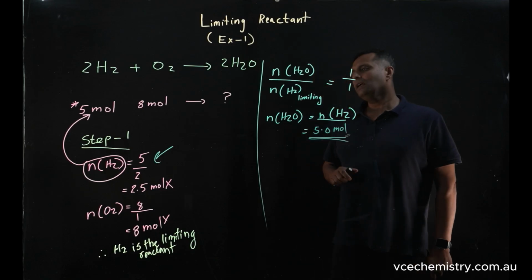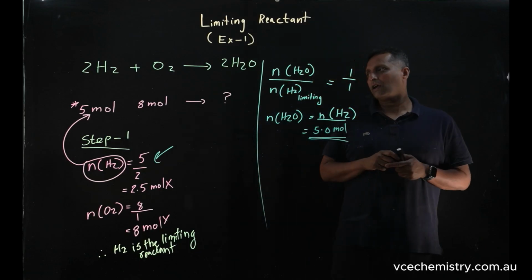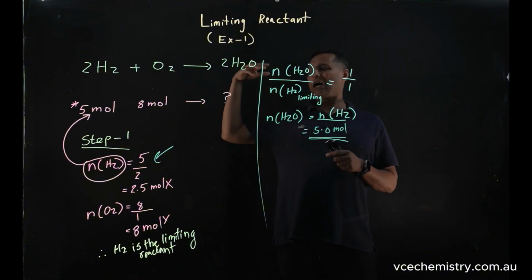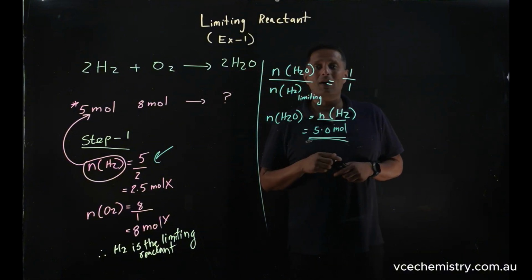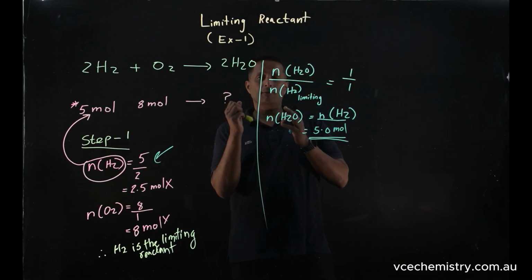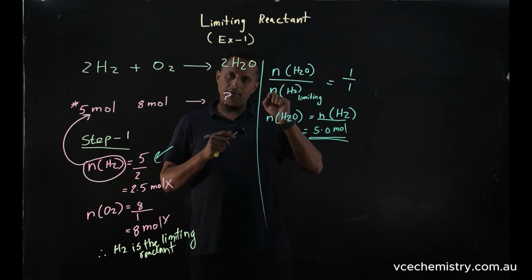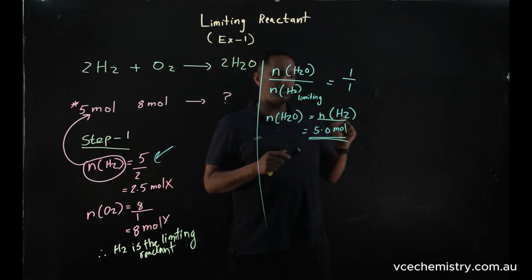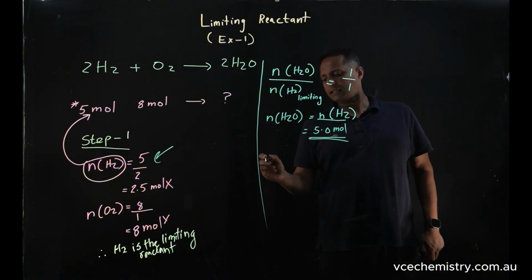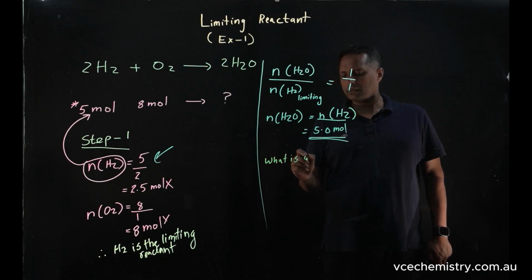Now there could be another question asking you, okay, now we know that the limiting is the hydrogen, so the excess is the oxygen. They can ask you, what is the amount of oxygen? In other words, what is the number of moles of the excess reagent that is going to be left over?